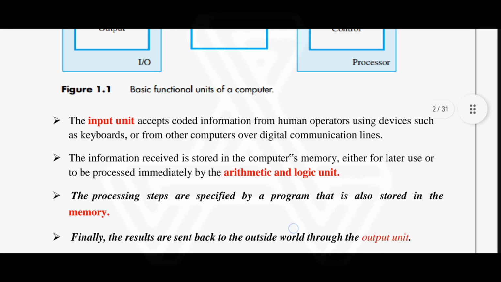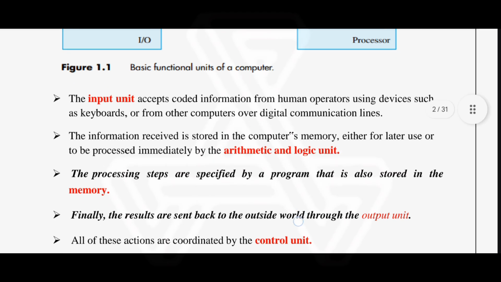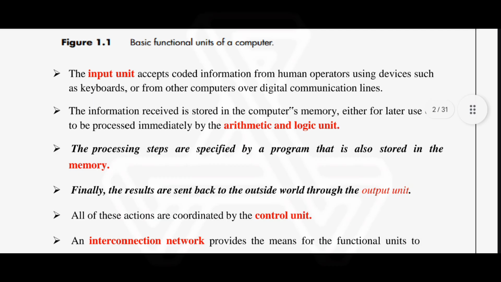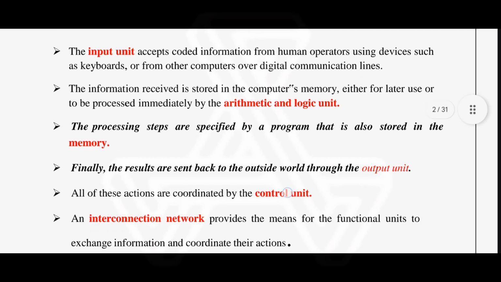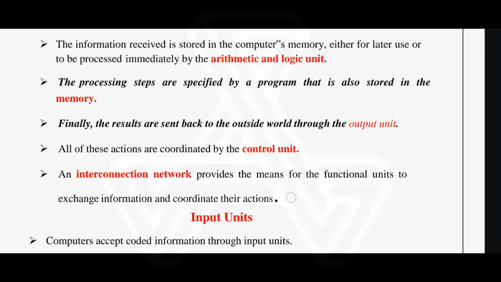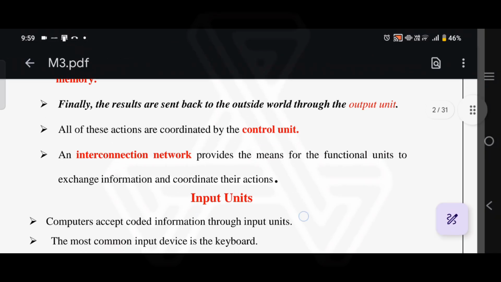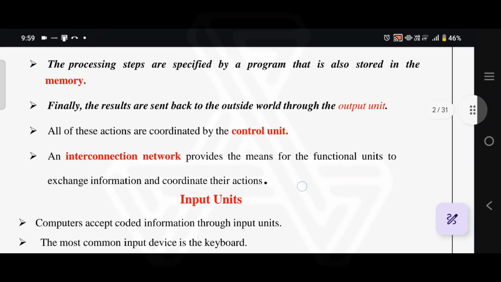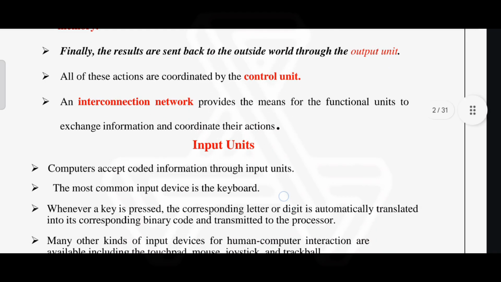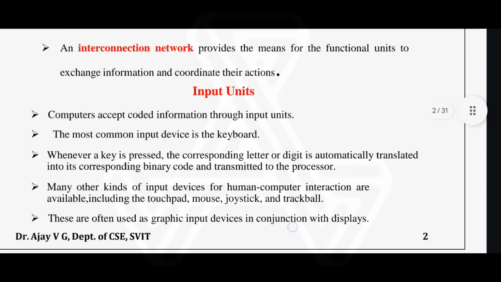The input unit accepts coded information from a human operator using devices such as keyboards, or from other computers over digital communication lines. The information received is stored in the computer's memory, either for later use or to be processed immediately by the arithmetic and logic unit. The processing steps are specified by a program that is also stored in the memory. Finally, the results are sent back to the outside world through the output unit. All of these actions are coordinated by the control unit. An interconnection network provides the means for the functional units to exchange information and coordinate their actions.